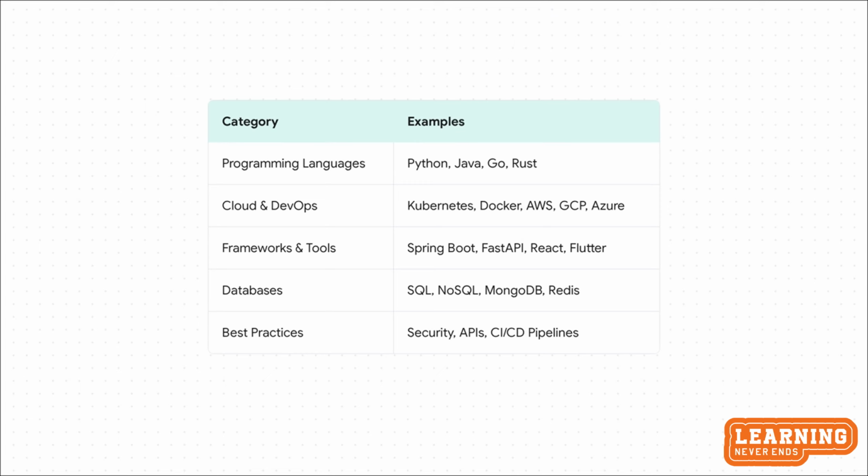Next up, you've got frameworks and tools, which are kind of like pre-built kits that save developers from having to reinvent the wheel every single time. Then you have databases, which are basically the application's long-term memory. And finally, tying it all together, you have best practices, things like security and APIs, which are the rules and communication lines that hold the entire system together safely and efficiently. You see, it's a complete ecosystem.